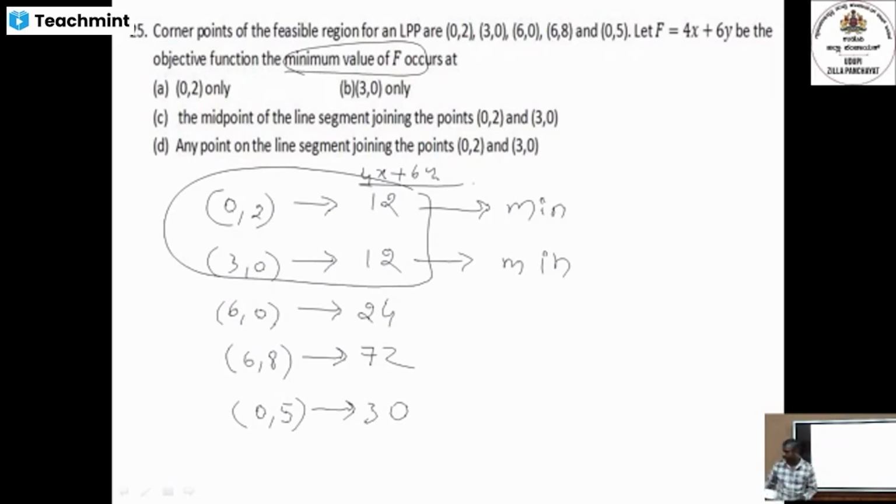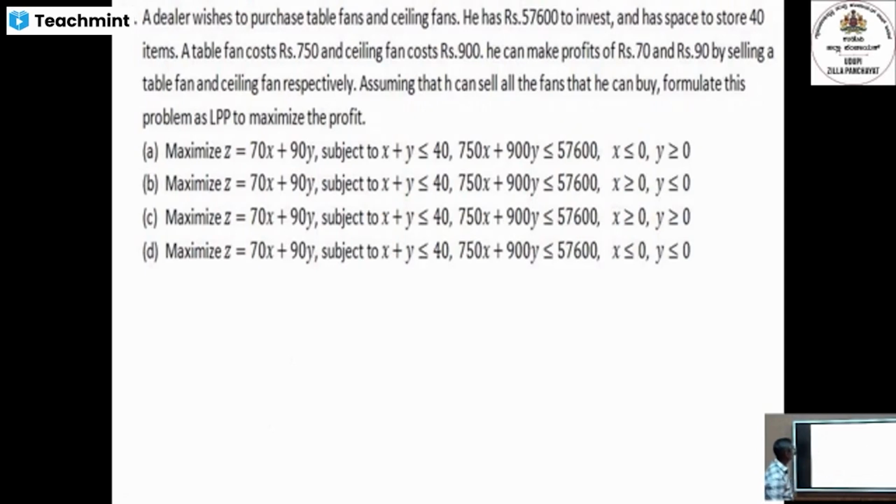So the line joining those two points means what? So (0, 2) and (3, 0). (0, 2) only is not possible. (3, 0) only is possible. The middle point is also not possible. Any point on the line segment. So option D is the correct one. So option D is the final answer. That is, any point on the line segment joining (0, 2) and (3, 0).